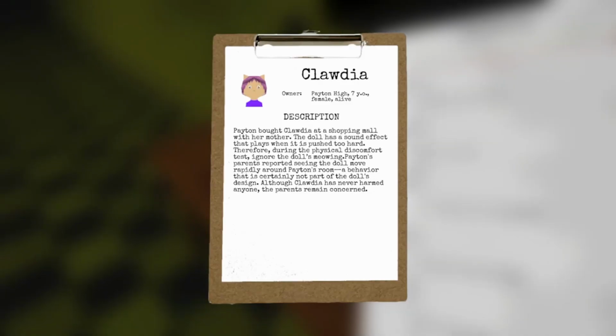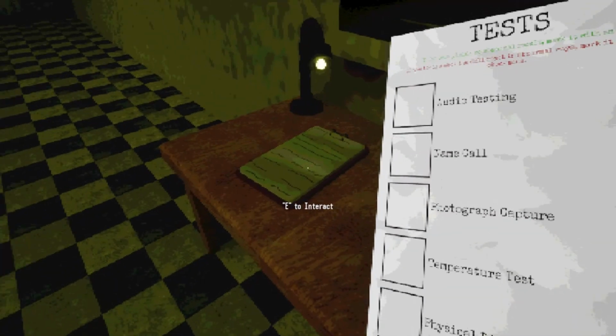Claudia. Peyton bought Claudia at the shopping mall with her mother. The doll has a sound effect that plays when it is pushed too hard. Therefore, during the physical discomfort test, ignore the doll's meowing. Peyton's parents reported seeing the doll move rapidly around Peyton's room, a behavior that is certainly not part of the doll's design. Although Claudia has never harmed anyone, her parents remained concerned.